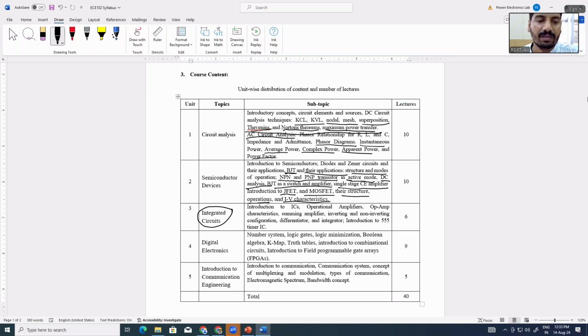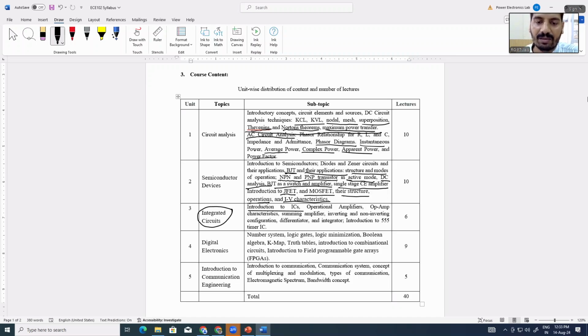So integrated circuit means, in short, we call it an IC. You have a basic understanding about ICs, meaning an introduction to ICs. Nowadays, you can see ICs are available in every electronic and electrical device. You can see them everywhere in real applications, in all our home appliances. Many ICs are used.